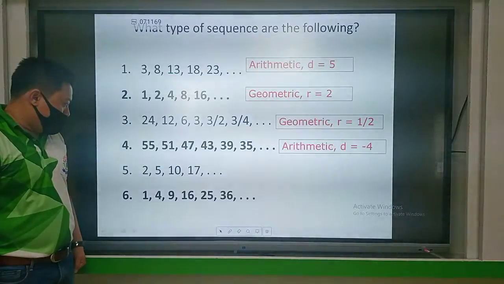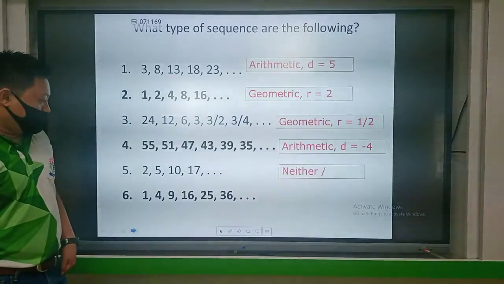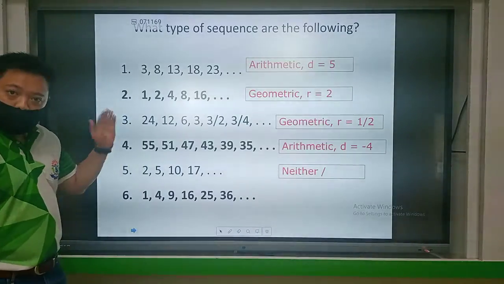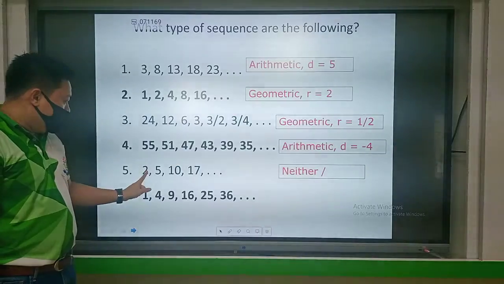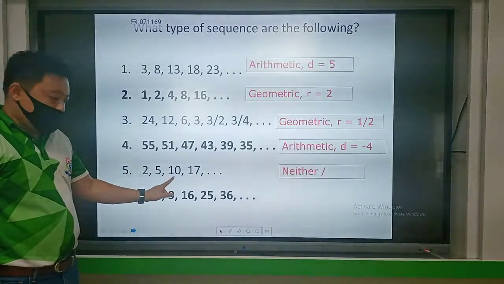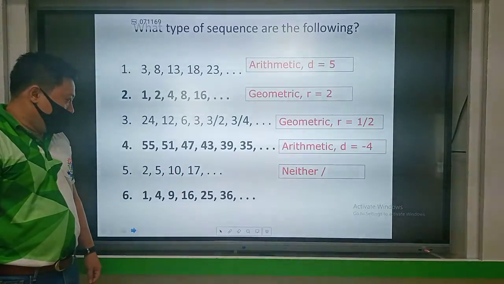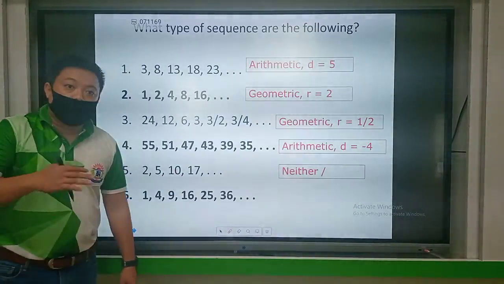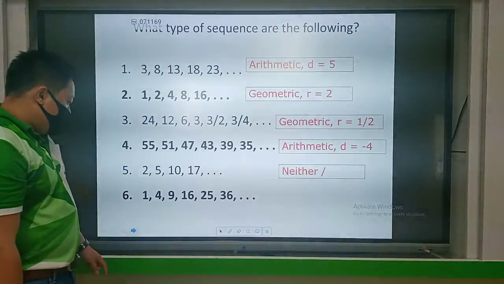How about number 5? It is neither. It's not arithmetic, and it's also not geometric. What happened here? Plus 3 is 5, plus 5 is 10, 10 plus 7 is 17. So it adds odd numbers, 3, 5, 7, and so on.